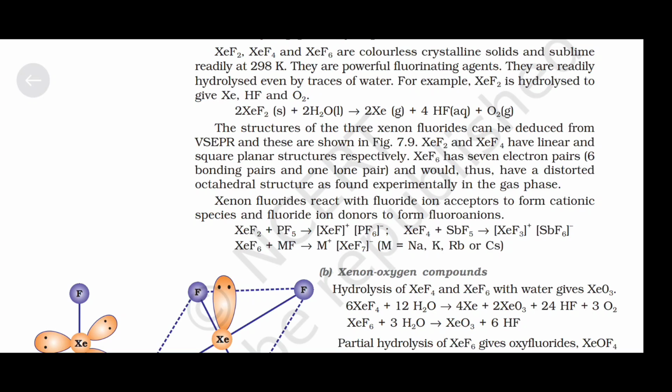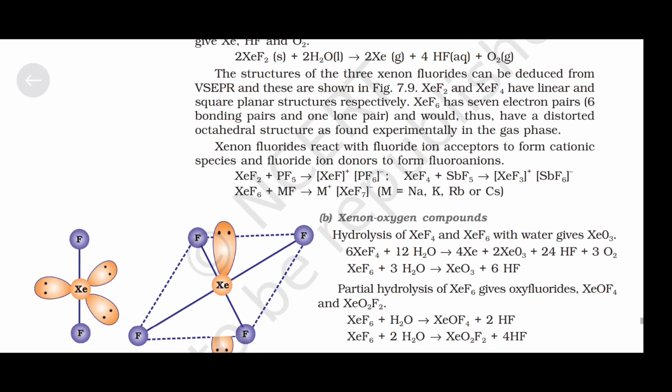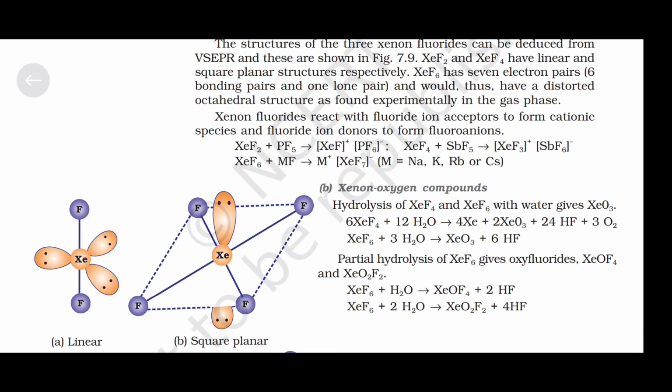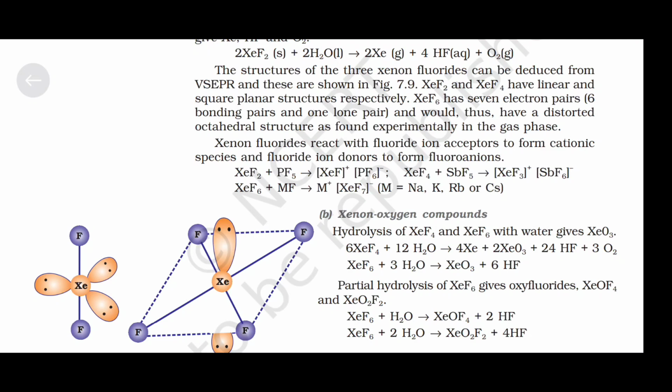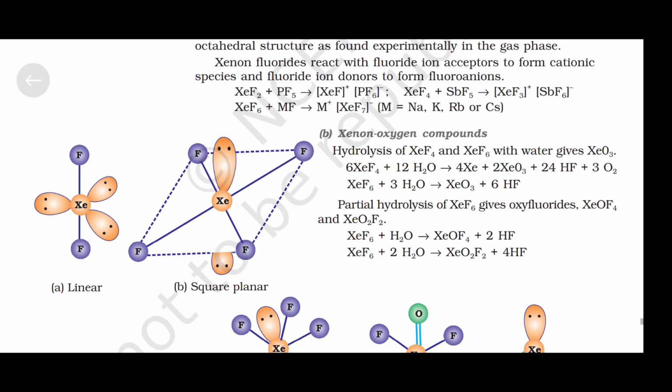The structures of the three xenon fluorides can be deduced from VSEPR and these are shown in figure 7.9. XeF2 and XeF4 have linear and square planar structures respectively. XeF6 has 7 electron pairs, 6 bonding pairs and 1 lone pair, and would thus have a distorted octahedral structure, as found experimentally in the gas phase.